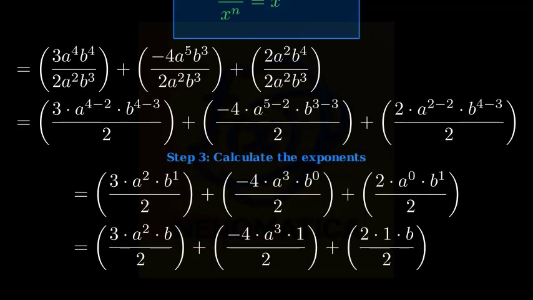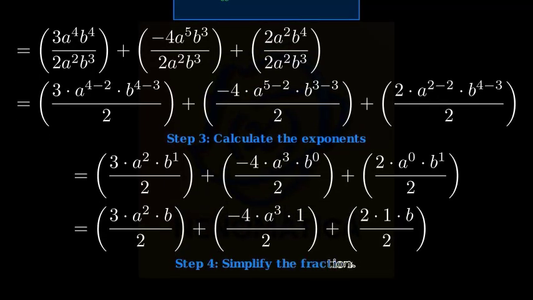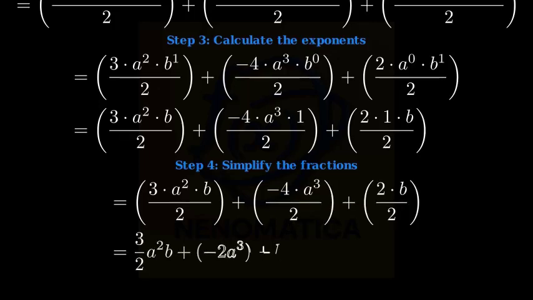For the third fraction, a to the power of 2 minus 2 equals a to the power of 0, which is 1, and b to the power of 4 minus 3 equals b. Now, we can simplify these fractions further. 3a squared b divided by 2 equals 3 over 2 a squared b. Negative 4a cubed divided by 2 equals negative 2a cubed. 2b divided by 2 equals b.